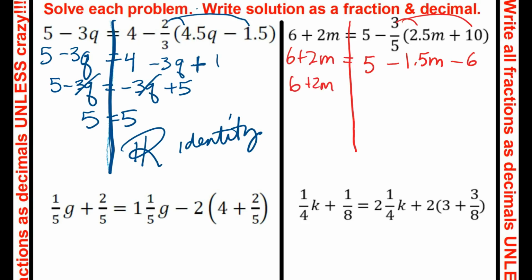6 plus 2m is now equal to, combine. Hopefully I ain't making mistakes. Negative times positive is negative. And then we get 1.5m minus 1. And slide to the left.